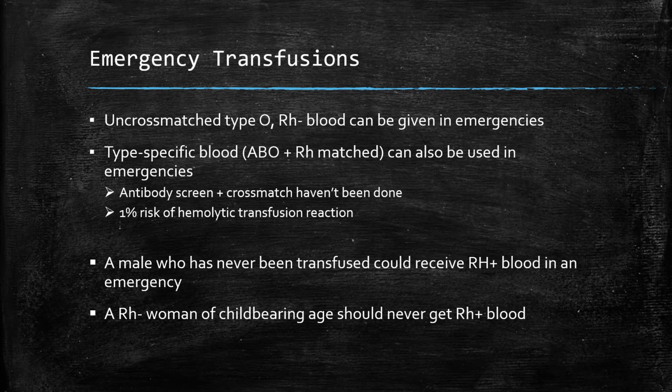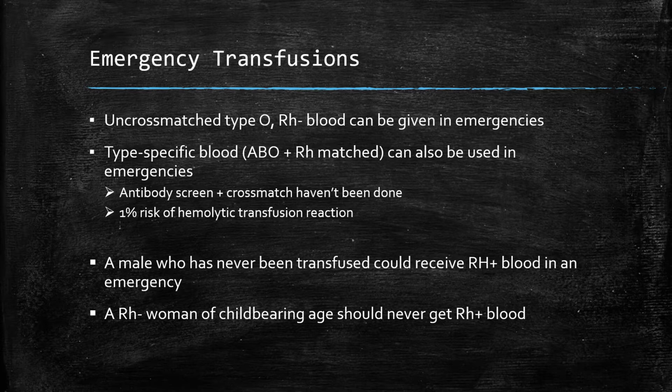Since it can take upwards of an hour to fully type and cross-match a patient, we will need a strategy to how to deal with a patient who requires an emergency transfusion. This will most commonly occur in a trauma patient, although it could also occur in a massive GI bleeder as well. Our strategy will be, in almost every case, to give these patients uncross-matched type O Rh negative blood. This is safe, this is effective, and it's generally widely available.